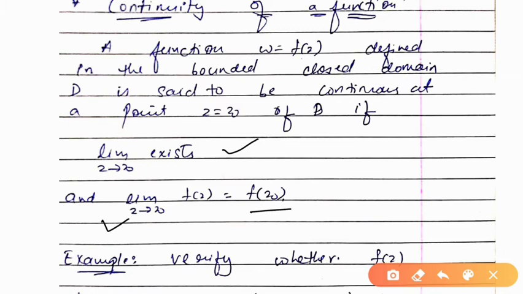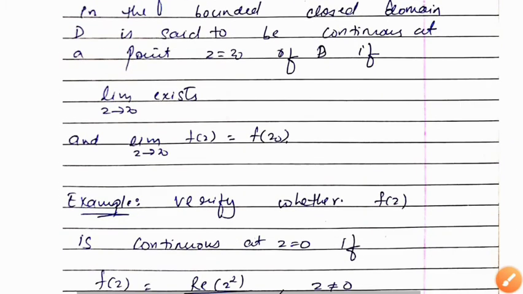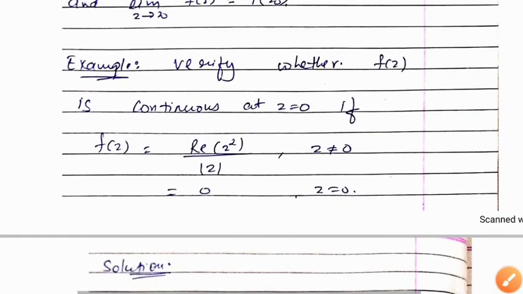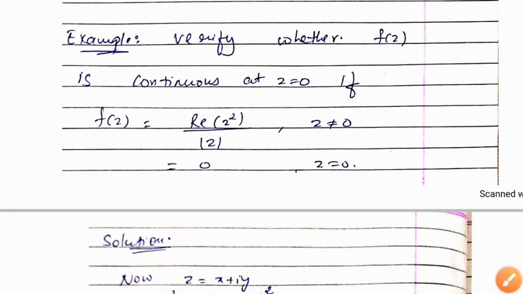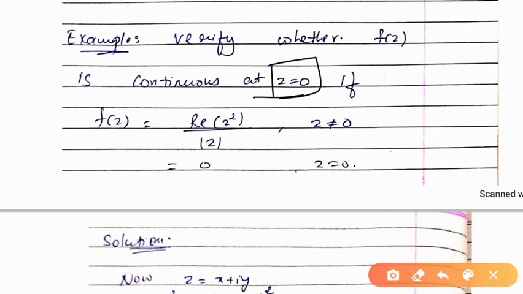This you will understand in a better way by taking an example. See, the question is: verify whether f of z is continuous at z equal to 0 if f of z equals real part of z square upon mod z. Okay, your function is this.